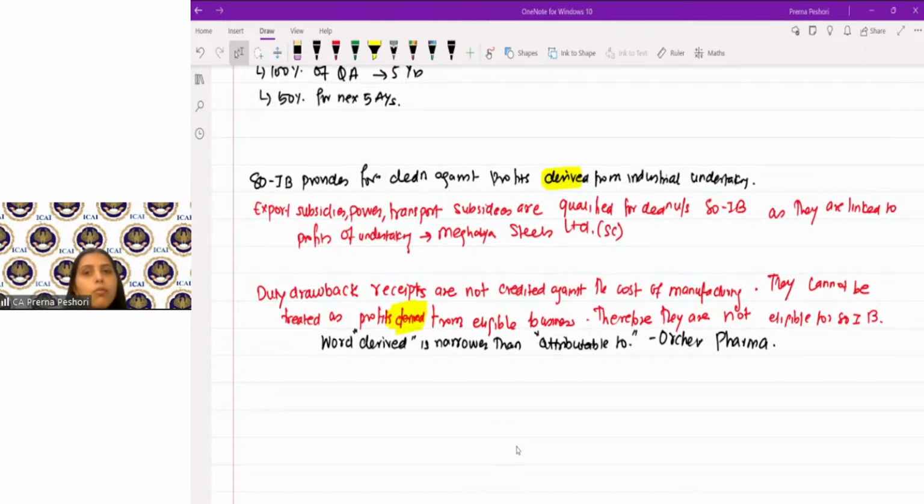Loss on account of any unabsorbed depreciation has to be first computed while computing the profits eligible for deduction. In case there is no deduction, then you can set it off against another income. Clear? Are we clear? Any doubt? Okay, so you can just write it down here.